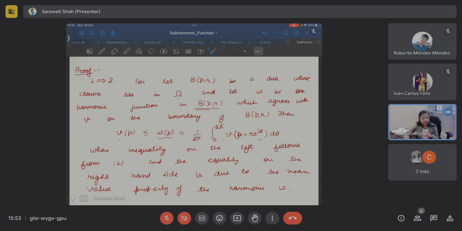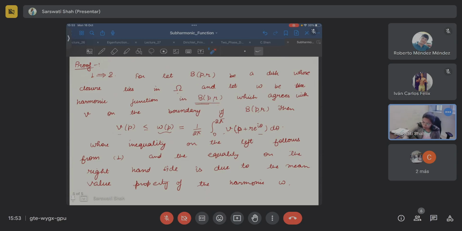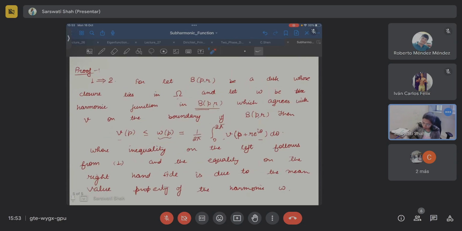So let B(P, R) be a disk whose closure lies in this domain omega, and let W be the harmonic function in this closed disk, which agrees with V on the boundary of the B(P, R). So what it is saying, V(P) is less than or equal to W(P) on the boundary of the domain B(P, R).